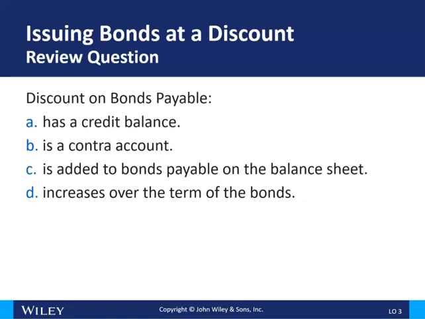A review question: discount on bonds payable is, or has, a credit balance, is a contra account, is added to bonds payable on the balance sheet, increases over the term of the bonds. The only true statement is that it's a contra account. It's actually all the others, you have to reverse that to make them true. It has a debit balance, it's subtracted from bonds payable on the balance sheet, and it decreases over the term of the bonds.